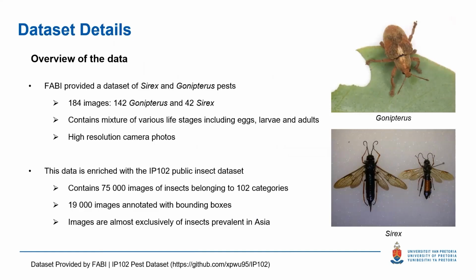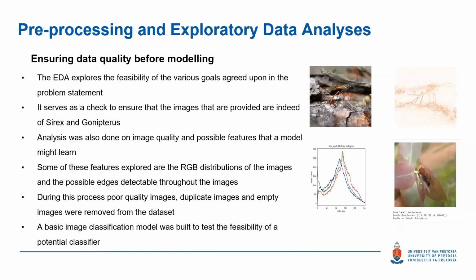So the data set that was provided to us by FABI contained both the Sirex and Gonipterus pests. There's about 142 Gonipterus and 42 Sirex pests, and it's across the various life cycles of these insects. In order to further enrich this dataset, we are using the IP102 public insect dataset, which contains about 75,000 images of insects belonging to 102 classes, where 19,000 of these are annotated with bounding boxes.